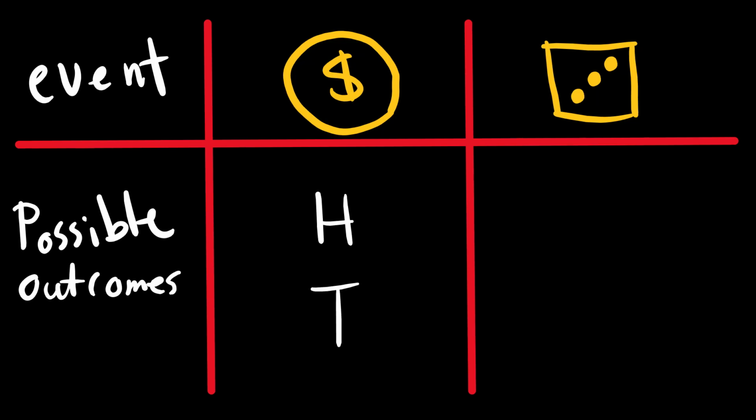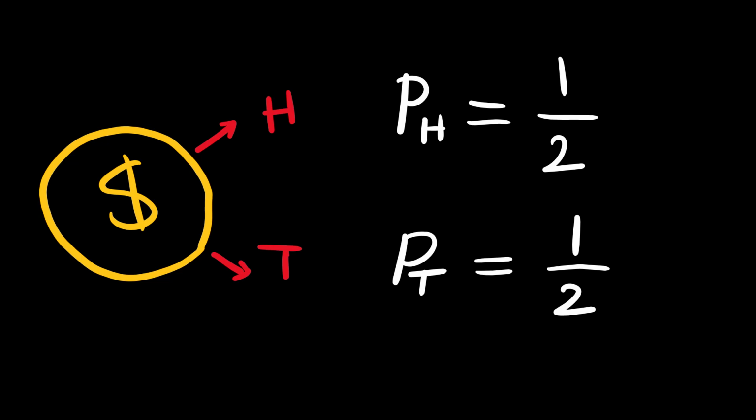If you toss a coin, the result would be heads or tails. And if you throw a dice, there would be 6 outcomes: 1, 2, 3, 4, 5, and 6. Let's consider a coin first. Tossing a coin, you either get heads or tails. So there will be a 50% chance to get heads or tails for each tossing.